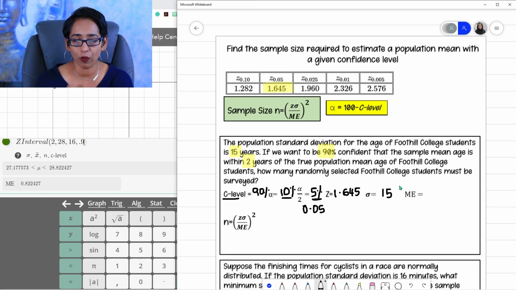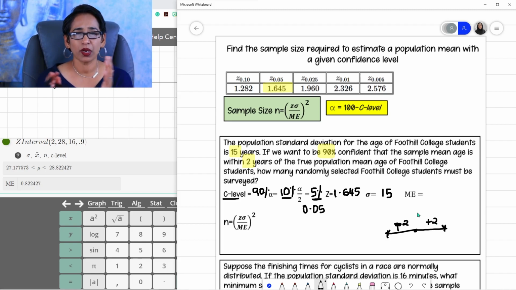I want you to go back to the problem. He says, I want to be 90% confident that the sample mean age is within 2 years. So this is my mean and it's within 2, so plus or minus 2. What does that plus or minus mean? That is your margin of error. Give or take. Plus or minus, right? So margin of error, you want to be within 2 years of the true population mean. That means your margin of error is 2.